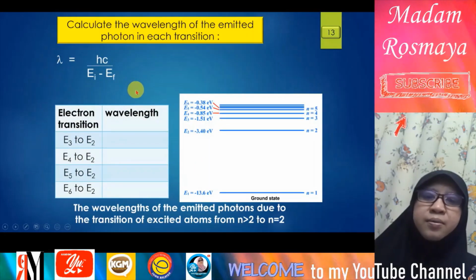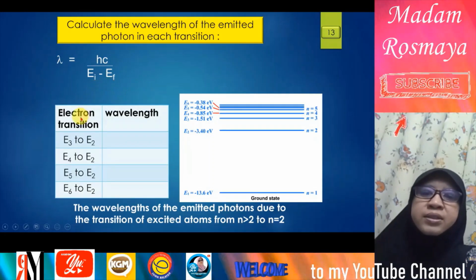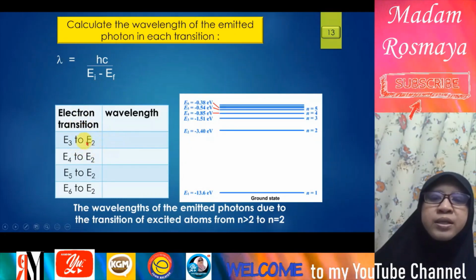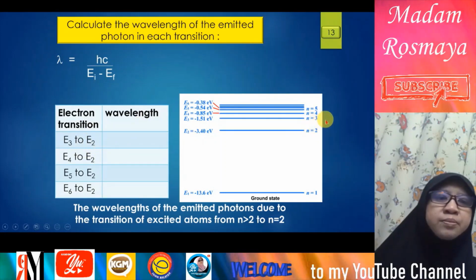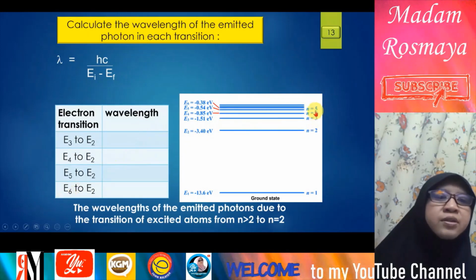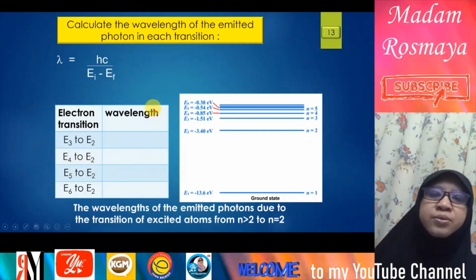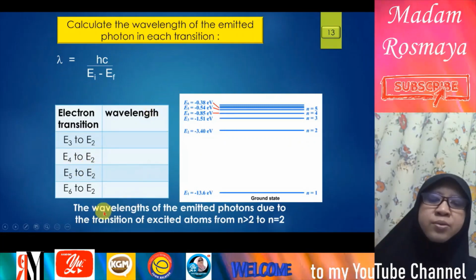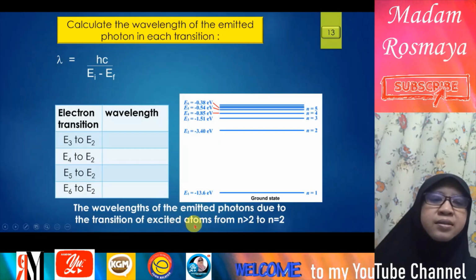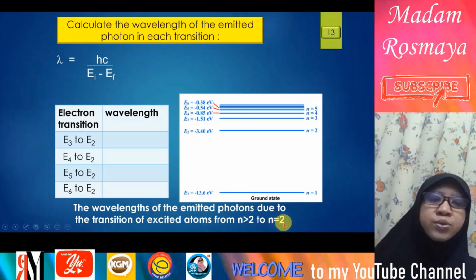Okay, next, what are the values for wavelength when the transition is from an upper level to level 2, n=2? That means 3, 4, 5, 6, all drop to level 2. So we are going to calculate the wavelength of the emitted photons due to the transition of excited atoms from n larger than 2 to n equals 2.